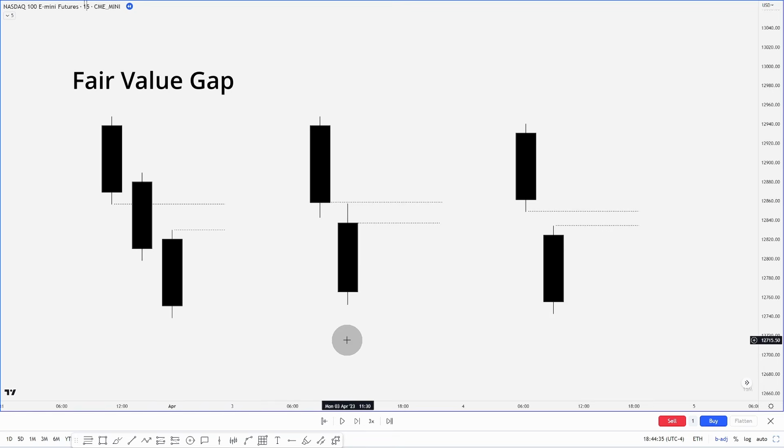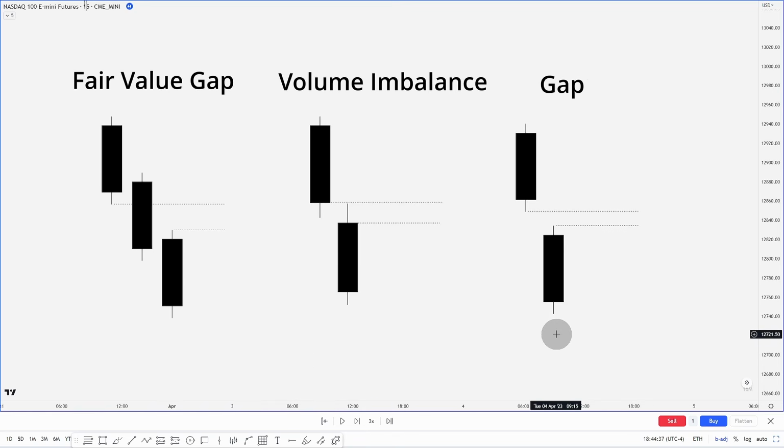The last thing we're going to cover in this video is the difference between a fair value gap, volume imbalance, and a gap. We already discussed what defines a fair value gap, so let's look into a volume imbalance and gap. A volume imbalance is a gap between the closing and opening price of two candles, and the difference between a volume imbalance and a gap is a gap has a complete absence of trading between two candles, while a volume imbalance had trading or overlap between the high and the low.